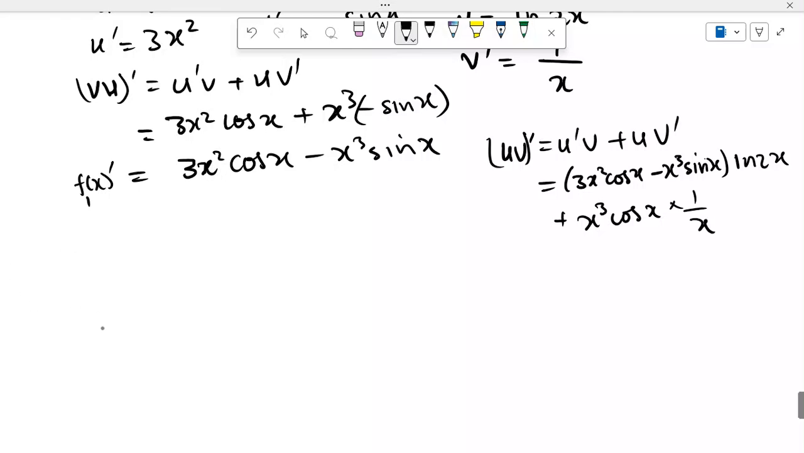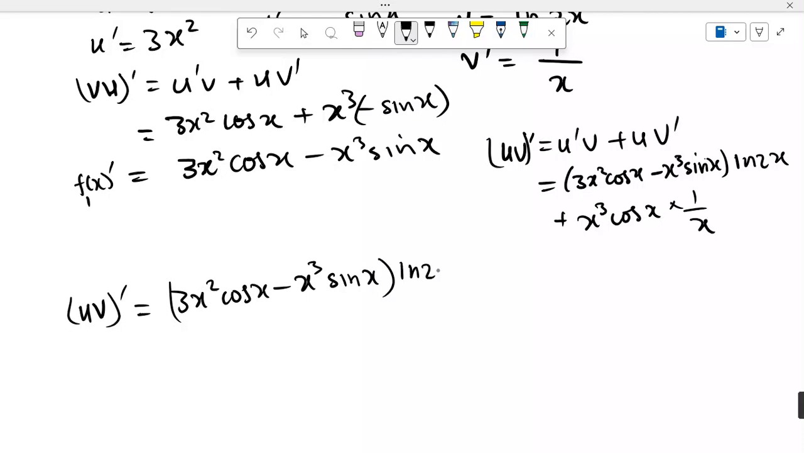So let me continue from here. So uv, bx squared cos x minus x to the power 3 sine x, natural log 2x plus x, and x, so we have x squared, we cancel, 1 will cancel, okay, cos x.